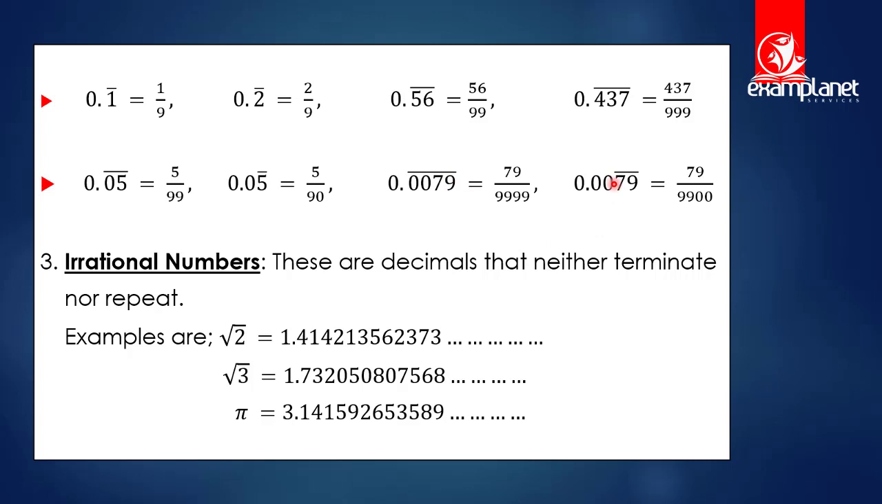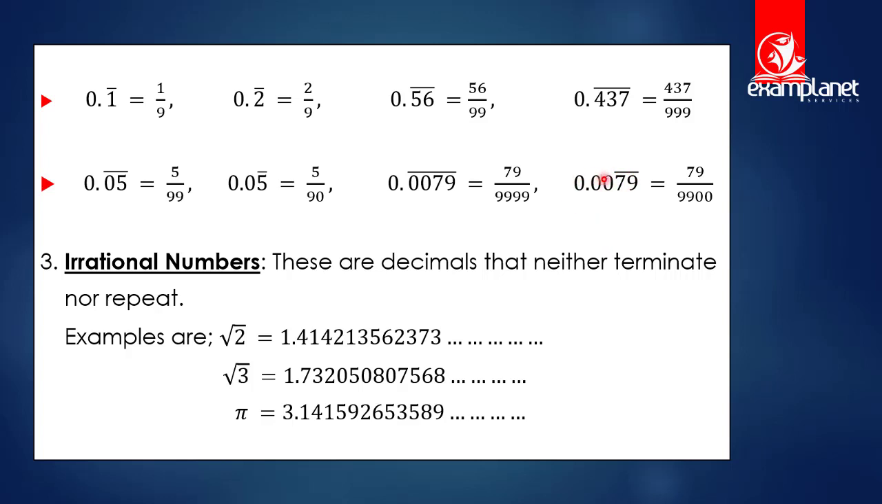But when you look at this, we have 0.00797979797979 and so on. So we have only 7 and 9 repeating, which is 79, all over 99 because only 2 numbers are repeating. We have 2 zeros here that are not repeating, so we transfer them here. So we have 79/9,900. If you press the calculator, this is what it gives you. So you can see that there's a difference between 0.0079 with a bar on the 4 numbers and 0.0079 with a bar on the 7 and 9 alone.